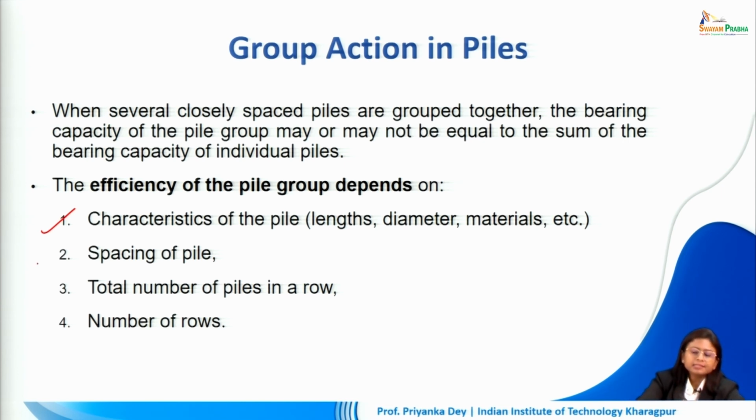The second is how we are spacing the piles, how they are arranged, what is the number of them. So the total number of piles is the next criterion. What is the number of rows that we have arranged them in? So all of these parameters are going to influence the efficiency of the total pile group.